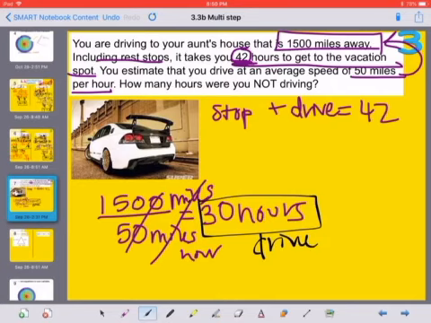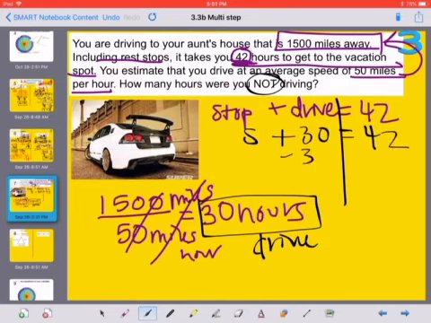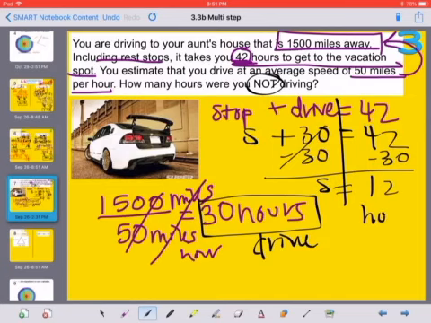They want to know how many hours were you not driving. Well, we know the 30 hours driving is right here, so we want to know how many hours were you not driving. I'm going to use S for stopping. We can solve this now. Subtract 30, and the stopping time would be 12 hours. Sorry, my handwriting is not the best here today. So total, we were not driving 12 hours, but we were driving 30 hours.